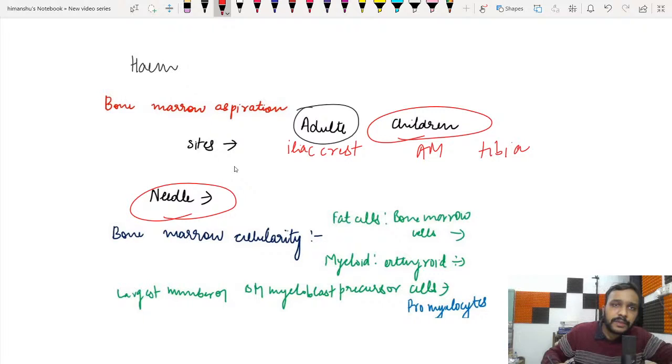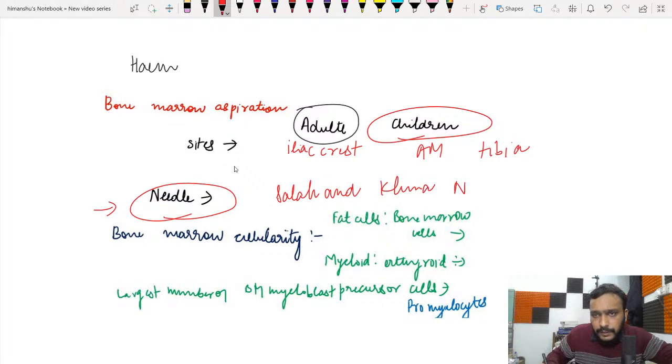What is the needle that is used for bone marrow aspiration? It is the Klima and Kala needle.